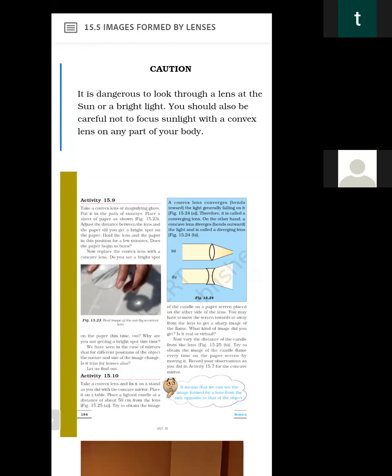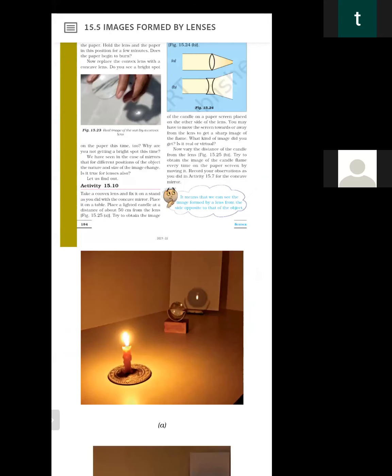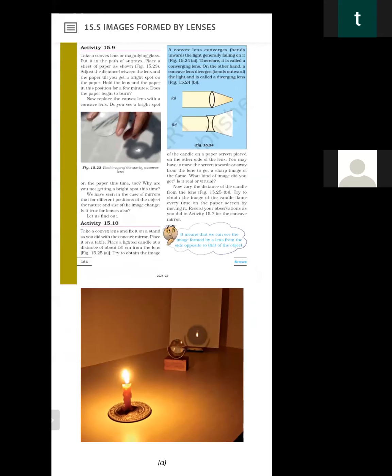Yes, look at figure A. We are having a burning candle. We are having a stand. In between, we are having a convex lens. Behind the lens, there is a white paper acting as a screen. So look at the screen. The candle flame is inverted.